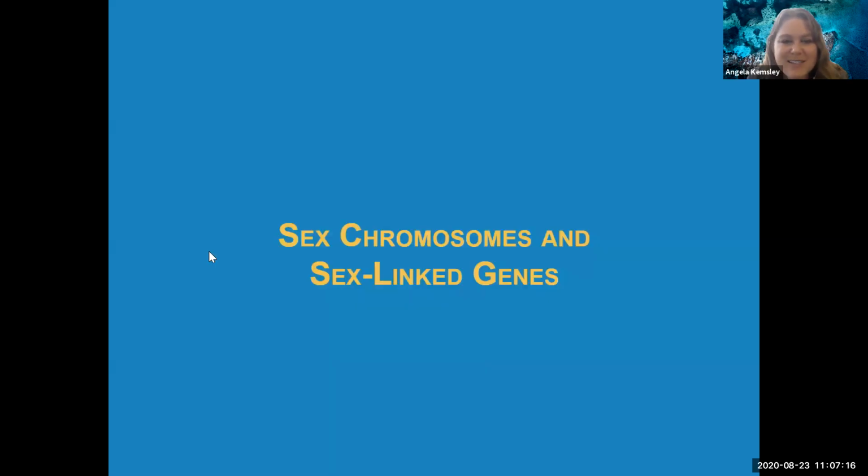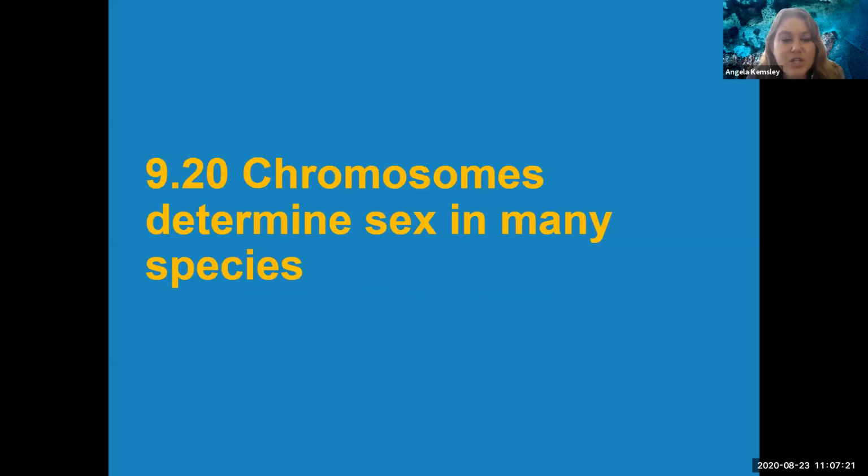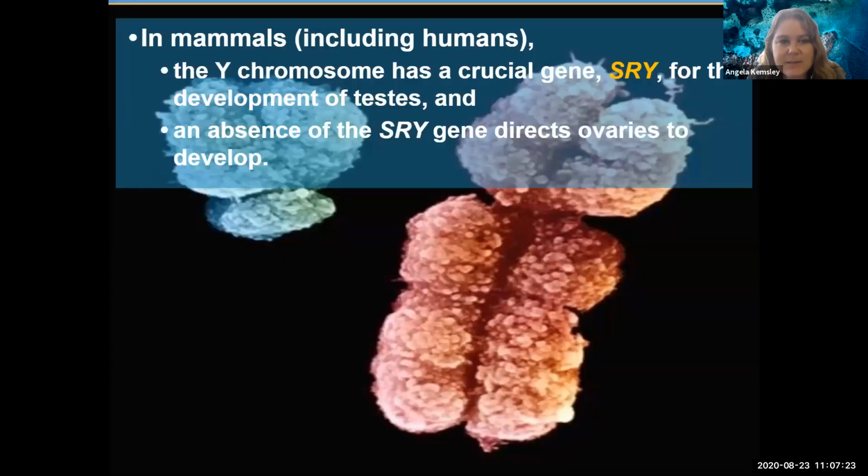All right, so now let's look at sex chromosomes and sex-linked genes. So chromosomes determine sex in many species. In mammals, including humans, the Y chromosome has a crucial gene, SRY, for the development of testes, and the absence of the SRY gene directs ovaries to develop. So I mentioned in one of the previous lectures that if you have a Y, you are male. If you don't have a Y, you're female. So that's the difference. It doesn't really matter about the X's, it's the Y that's the difference.